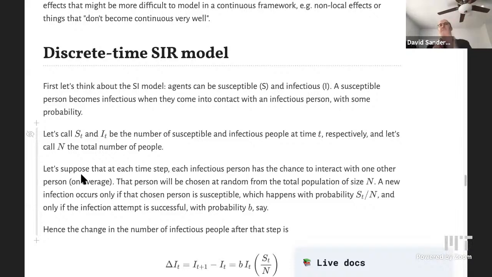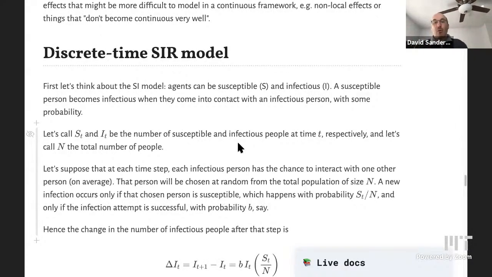And so if the person they contact is infectious and the person they're contacting is susceptible, then it's possible for them to transmit the infection to that susceptible person. And that will happen with some probability, which we'll call little b. That's one way of thinking about this model.